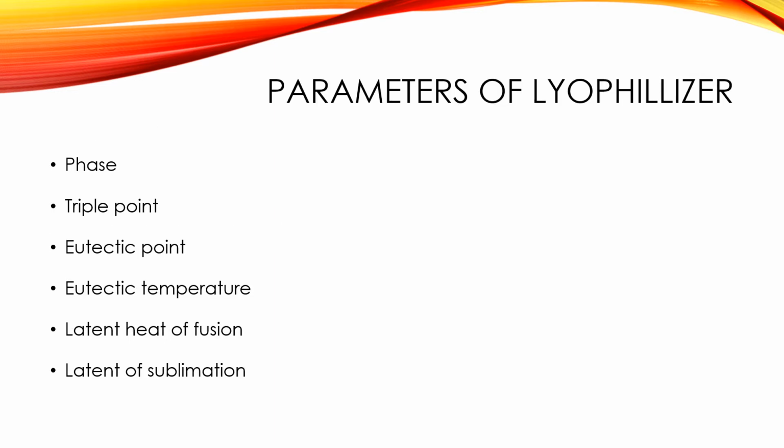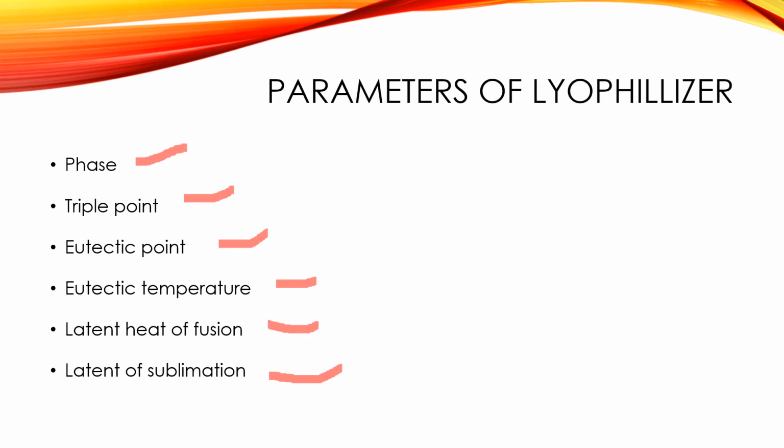See, the various parameters of lyophilizer. Generally, the phase, triple point, eutectic point, eutectic temperature, latent heat of fusion, and latent heat of sublimation. So these are the various parameters generally used to describe the lyophilization process. See, what is a phase? A phase is defined as any homogeneous and physical part of a system which is bounded by surface and is mechanically separated from the other part of the system. So it's called a phase.